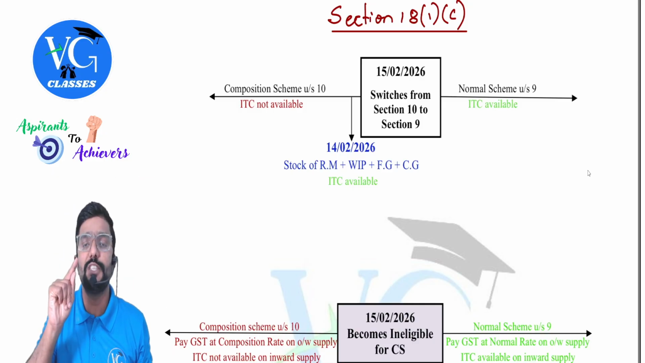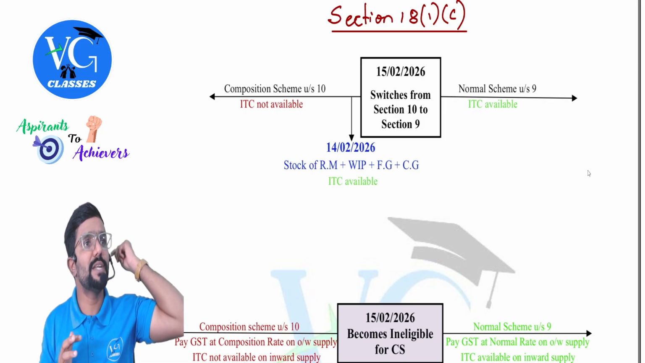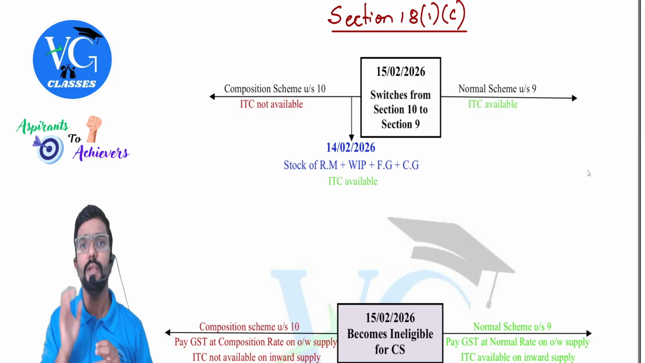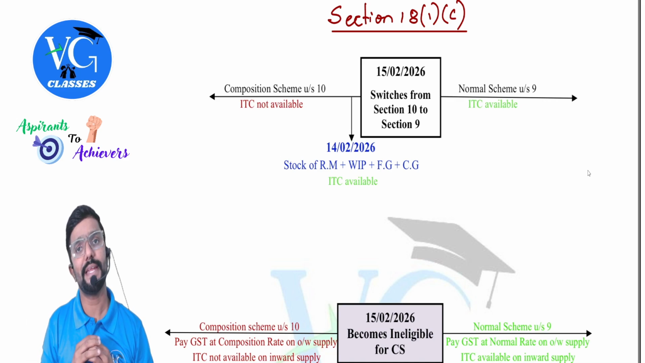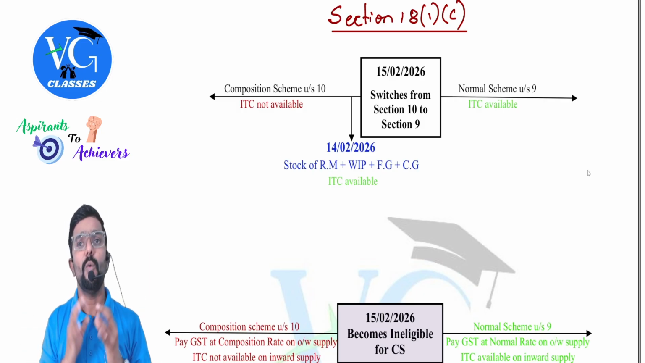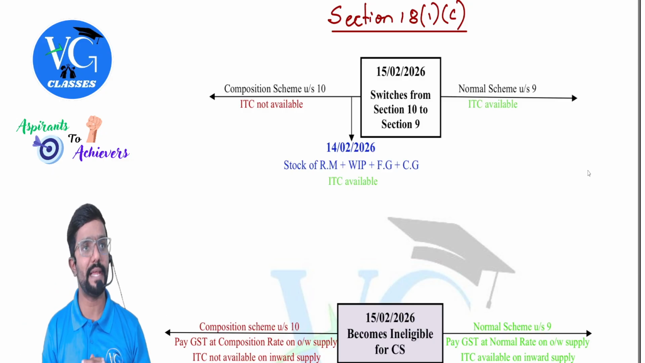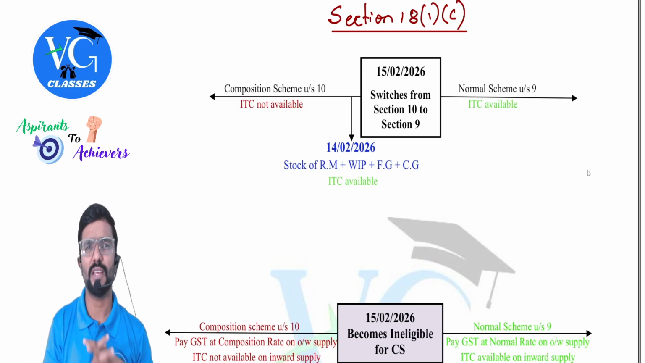On 15th February, I became ineligible. Immediately I need to move to which section? Section 9. So from 15th February itself, I am under section 9. I will pay tax at what rate? Normal rate on my outward supply. Whereas on my inward supply, can I claim the credit, people? Yes. On or after 15th February, whatever inward supply I take, I will be eligible to claim credit. That is the normal case, sir.